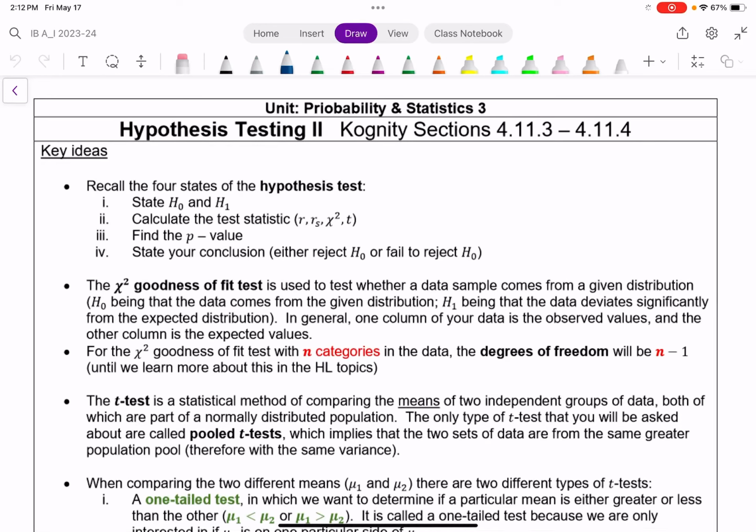All right, so this is the second part of the lesson on hypothesis testing, in which we continue the idea of the hypothesis test from before, but look at a couple of new ways of testing data, and it depends on what we're trying to test.